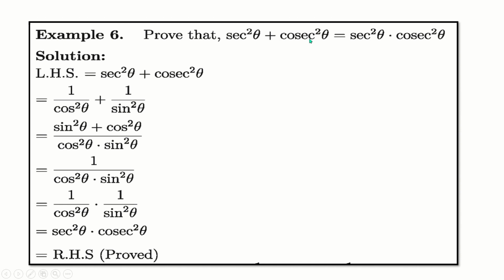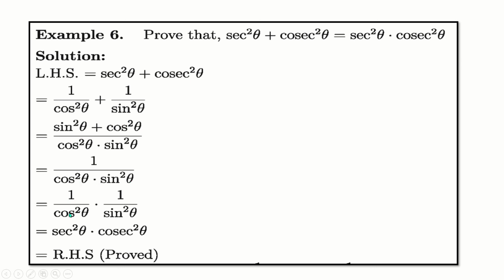Here given: sec square theta plus cosec square theta is equal to sec square theta into cosec square theta. Left hand side: sec square theta plus cosec square theta. This is equal to 1 divided by cos square theta, because sec is equal to 1 by cos, and as here it is square, here also will be square. And cosec is equal to 1 by sin, as here it is square, so here will be square. Again the LCM will be cos square theta into sin square theta. So this cuts, here will be only sin square theta, here will be only cos square theta. So this is equal to 1 divided by cos square theta into sin square theta.